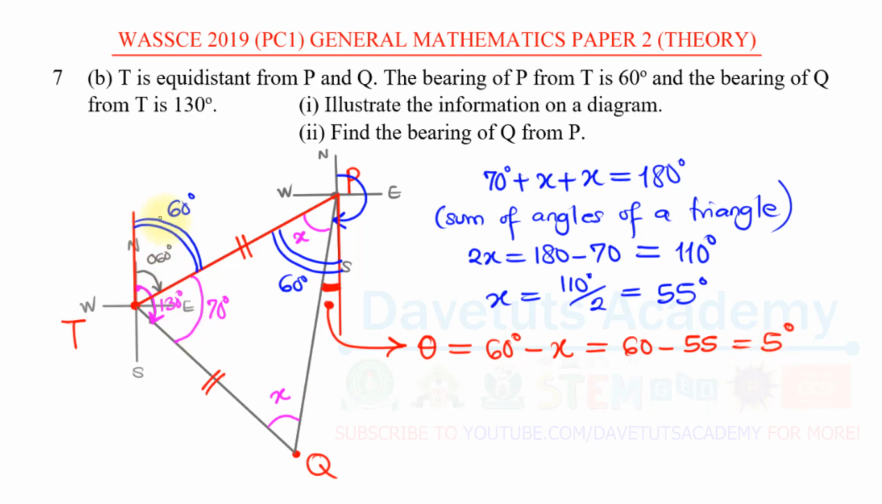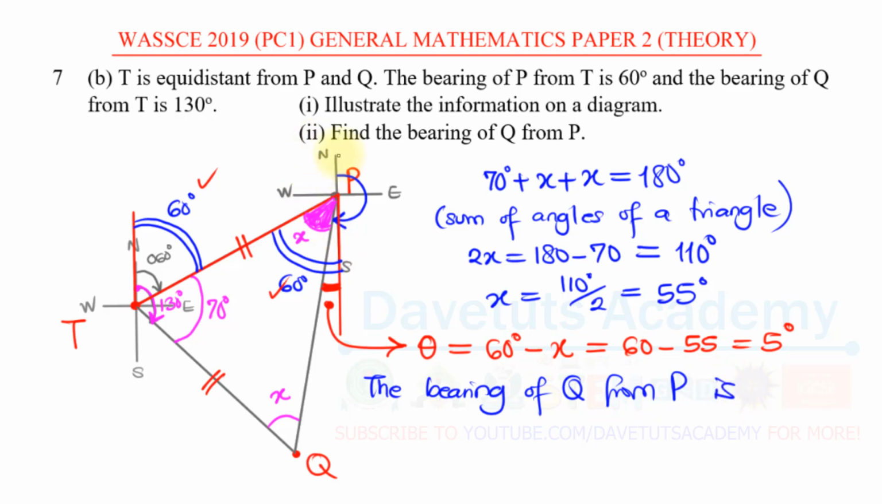Why? Originally, I know that this place and this place, they are alternate angles, so they are equal. Now, out of this whole 60, x had been taken out as being here. Can you see? This is x. So this remaining will be 60 minus x, which is what we got as 5 degrees. But what we have to find is the bearing of Q from P.